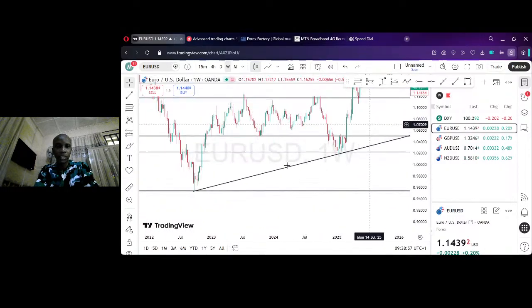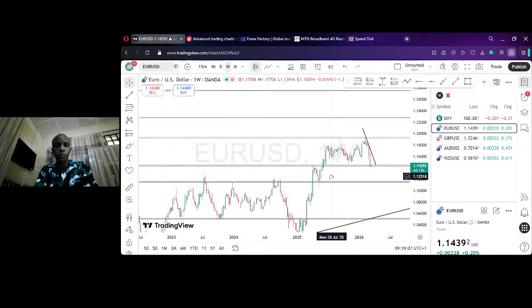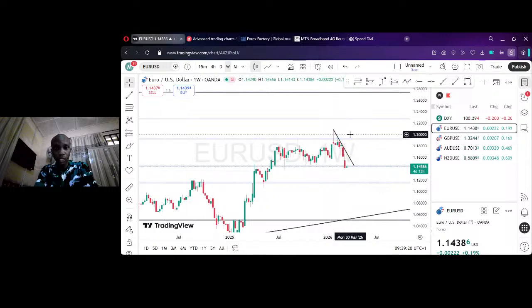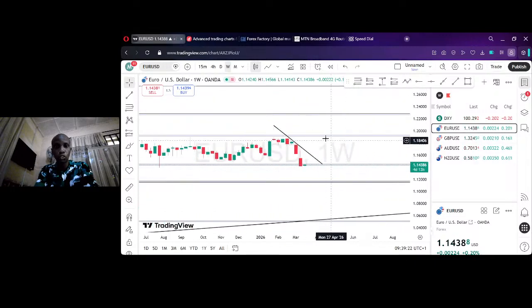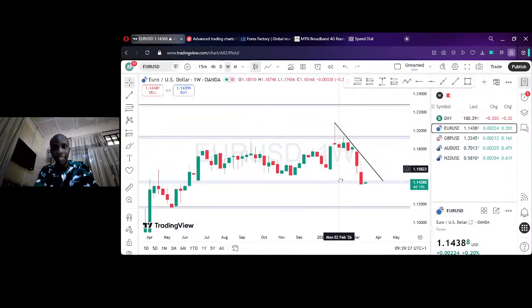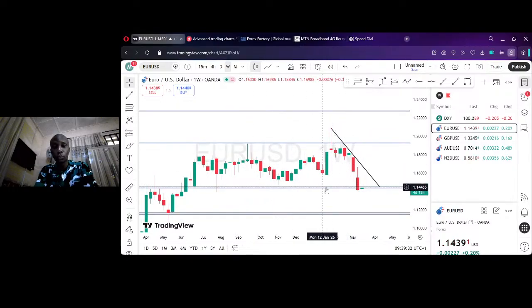Since the weekly trend is bullish, we have a high, a low, a high, a low, a high, a low. Price pushed up to this resistance level right here and was rejected. It came around again to attempt this resistance level and was also rejected, closing with a strong weak candle. The sellers stepped in and drove the price back down, and ever since then, price has been pushing to the downside to attempt this support level right here.